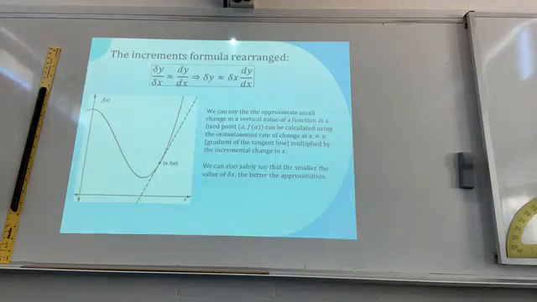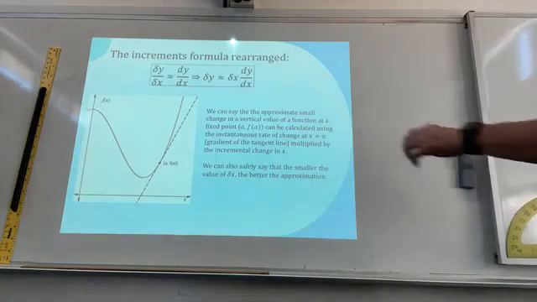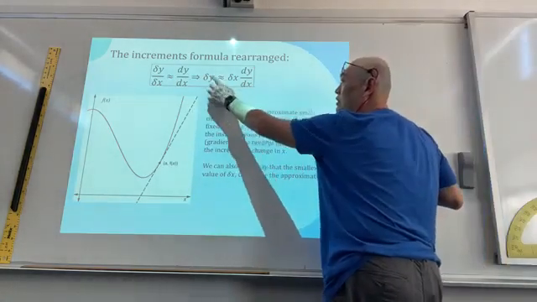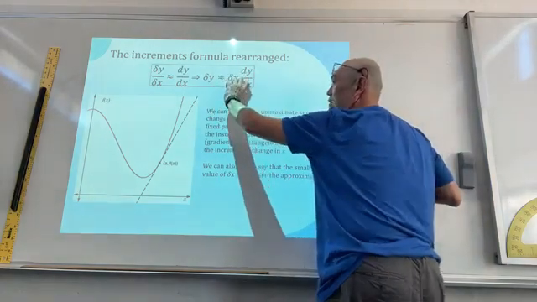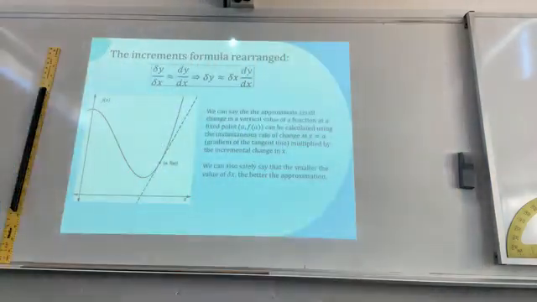So the increments formula, we rearrange it. This is the bit that will be in your formula sheet: delta y approximately equals delta x times dy/dx. That's the one that you need to know.